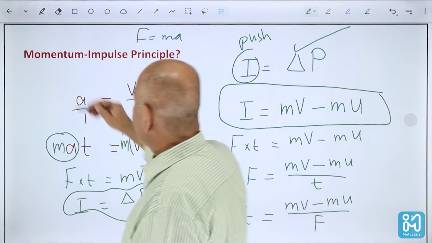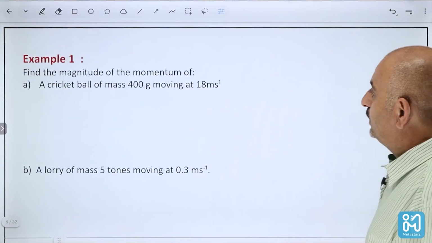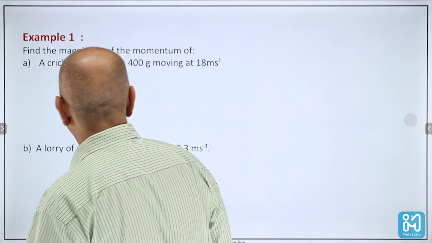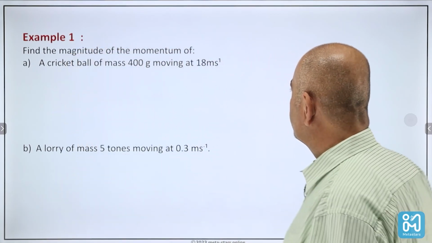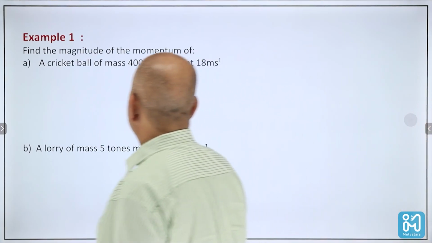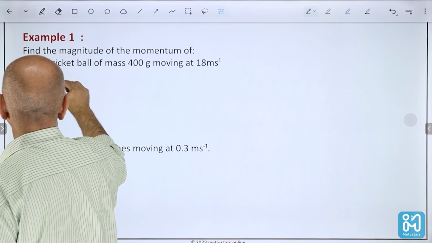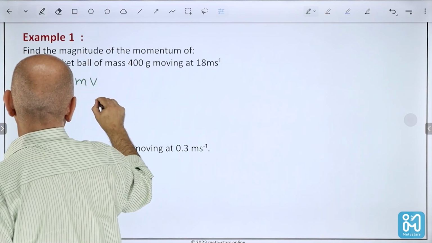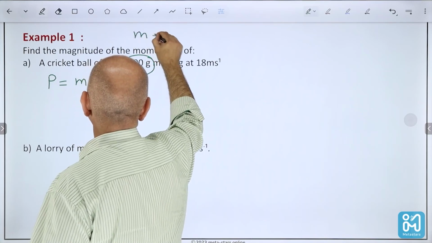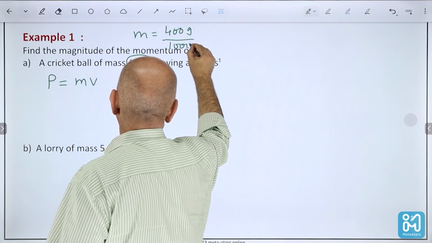Perfect. After all of that, we deserve some practice. Let's see what we got here. It says, find the magnitude of the momentum of a cricket ball of mass 400 grams and velocity of 18 meters per second. Momentum equals mv. Remember that the mass has to be in kilograms, so the mass of 400 grams must be changed to kilograms.